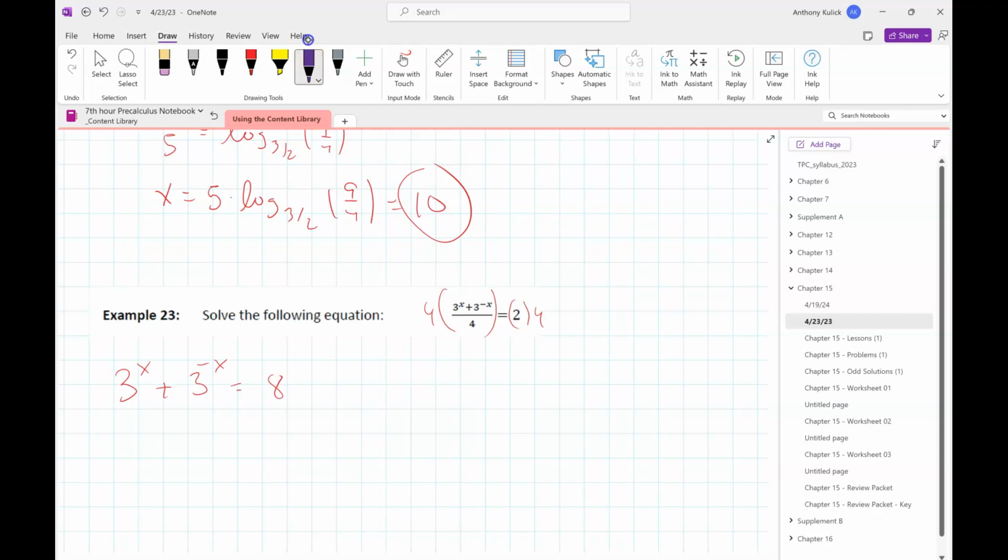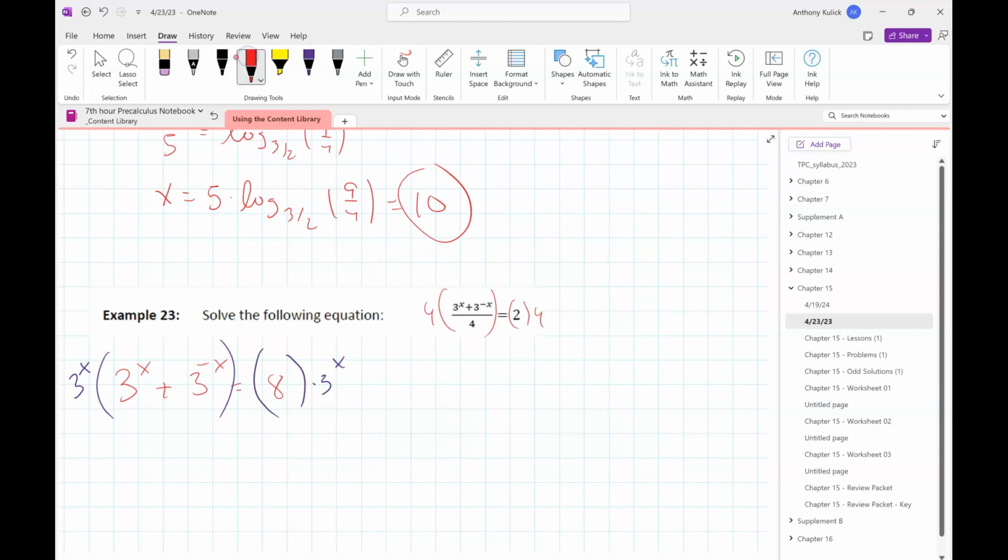What I want to do is get the exponents all to be positive. I don't like that negative x up there. What can I multiply 3 to the negative x by so that its exponent isn't negative anymore? Well, 3 to the negative x times negative 1 is just negative 1 times 3 to the negative x, right? What I want to do is multiply both sides by 3 to the x.